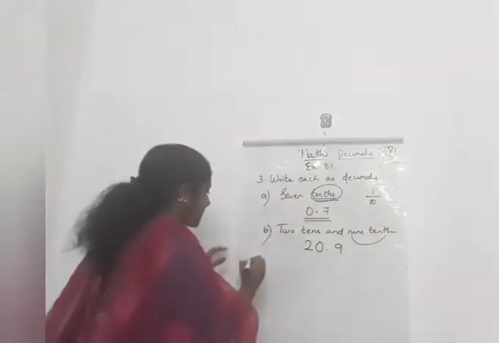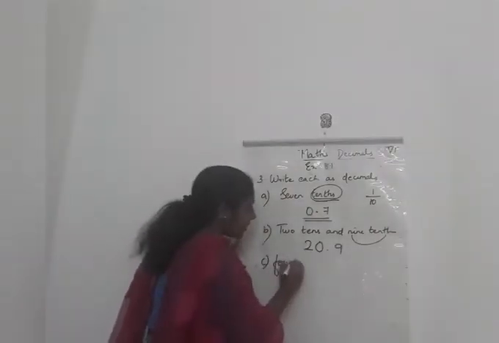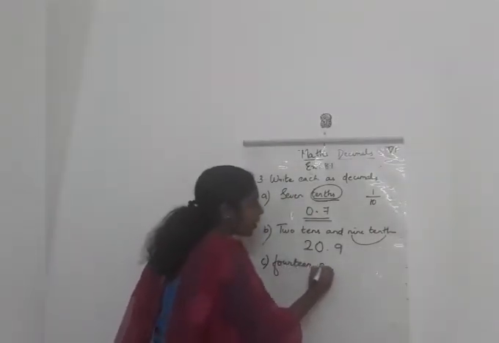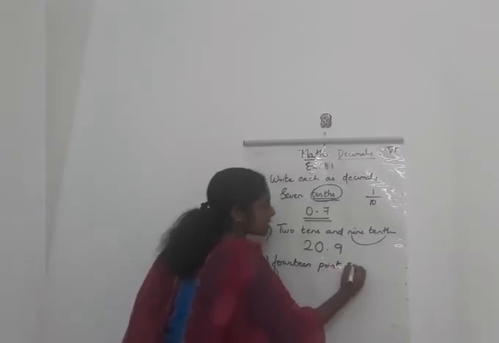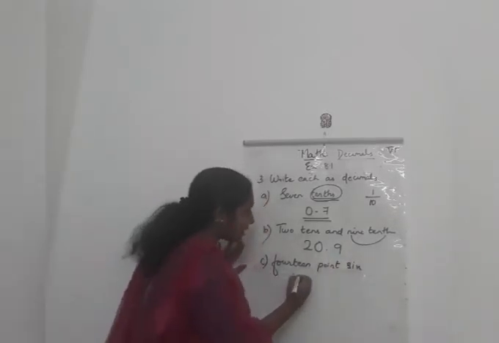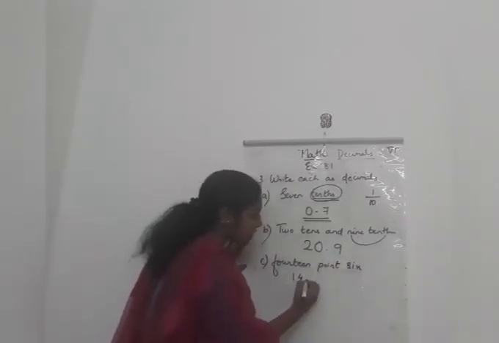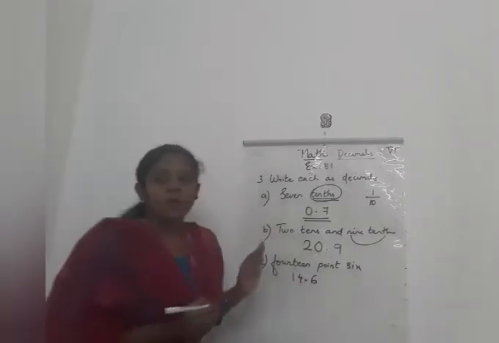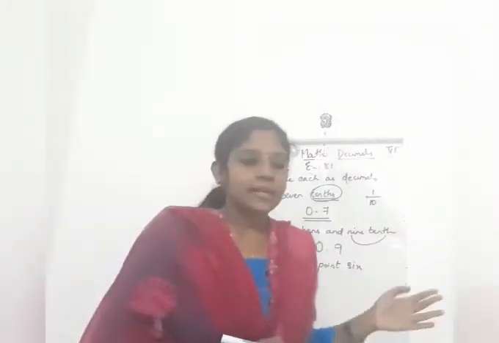C it is 14.6. 14.6. It is very easy. 14 point means you have to write the point 6. 14.6. That is written as a decimal.